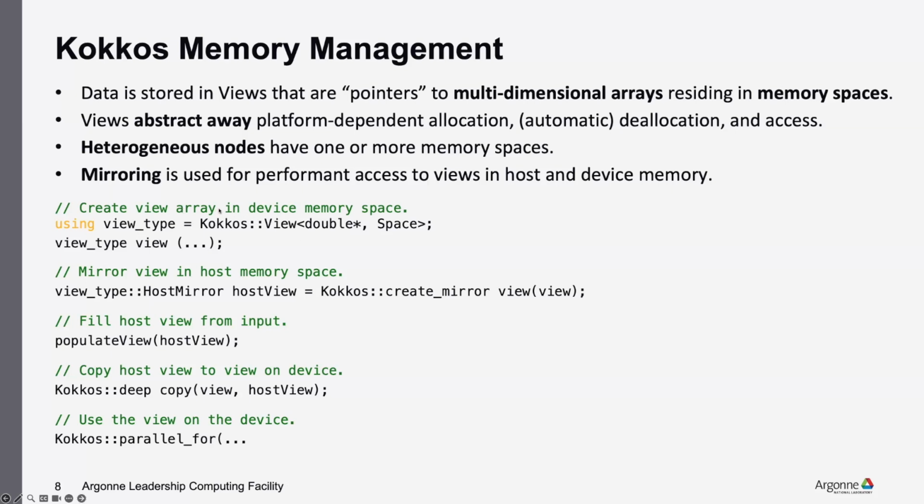So first, we're going to create a view in device memory. We're specifying this type as a view type. It's a Kokkos view of a double pointer, and has a memory space. So this will be the GPU space. We'll initialize it. And then we're going to create a mirror view.